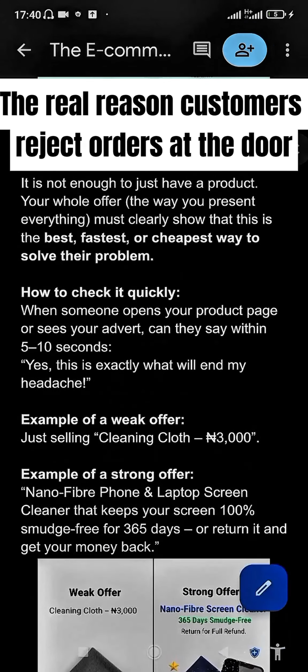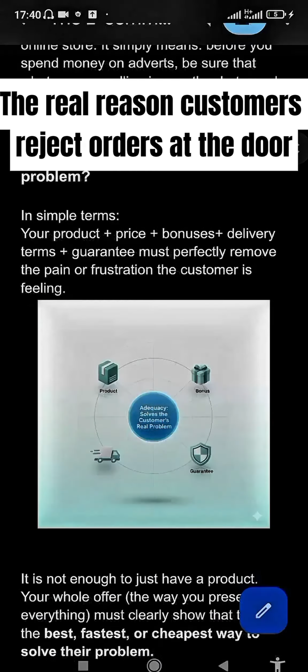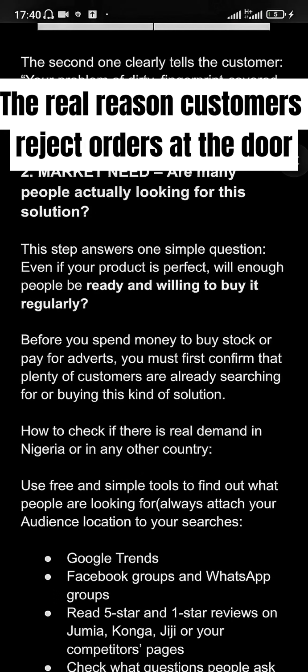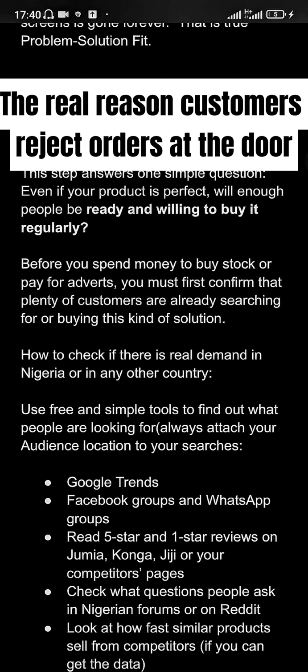So another criteria now of this problem solution fit is the market need. Okay. Are there many people actually looking for this solution? This is another question you should ask yourself. So this step answers one simple question. Even if your product is perfect, will enough people be ready and willing to buy it regularly? You see where this thing is going now.